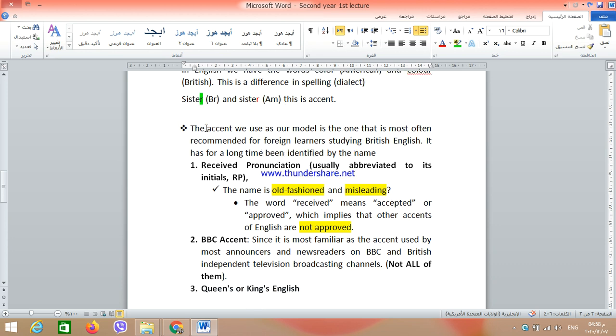But when we talk about differences in pronunciation, like the pronunciation of the final r, which is normally not realized in British English, but realized in American English, this is an accentual difference. Sister in British English, sister in American English. This is dealt with under accent, not dialect.